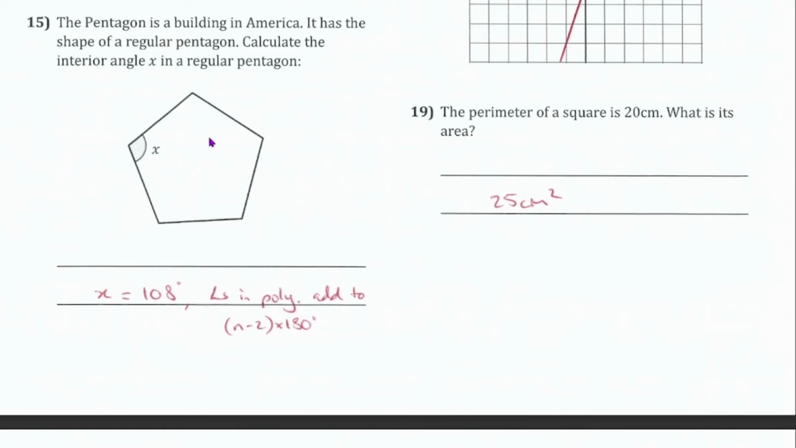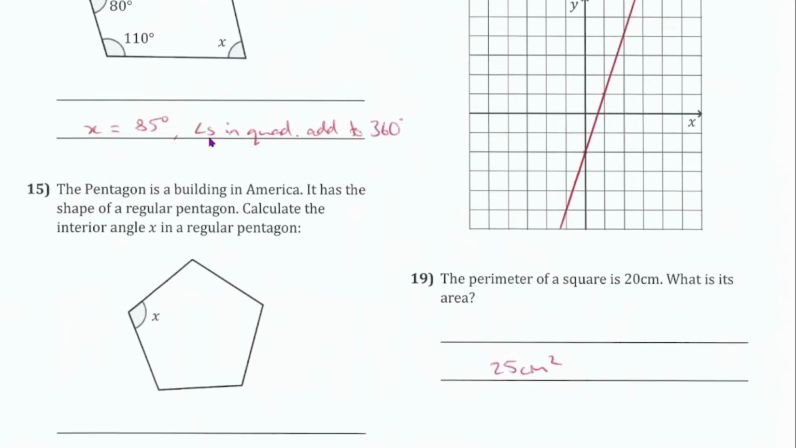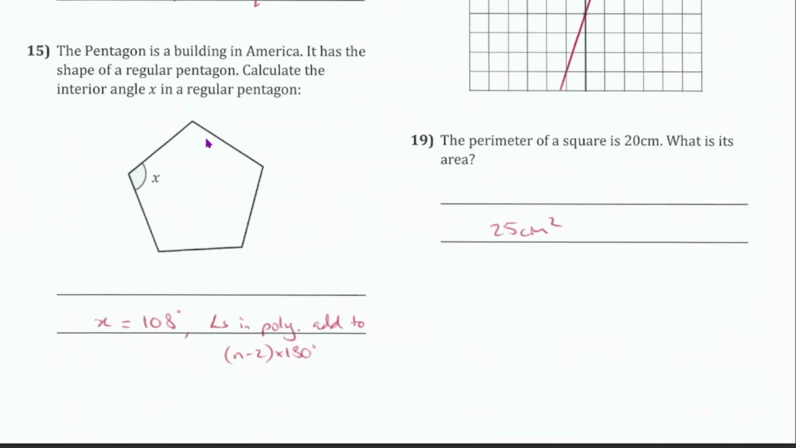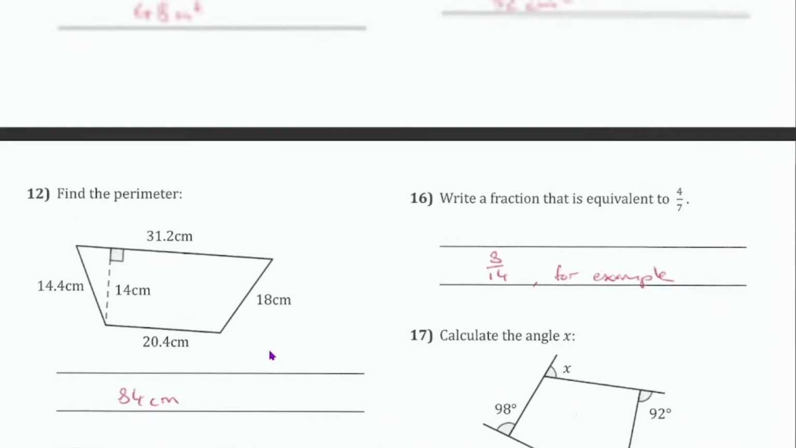If we had a 4-sided shape, like a quadrilateral, like we were doing up here, we have 4 minus 2 times 180 is 360. So for a pentagon, you've got a 5-sided shape. 5 minus 2 is 3. 3 times 180 is 540. You've got 5 sides, so you've got to divide 540 by 5, and that should get you 108 degrees.